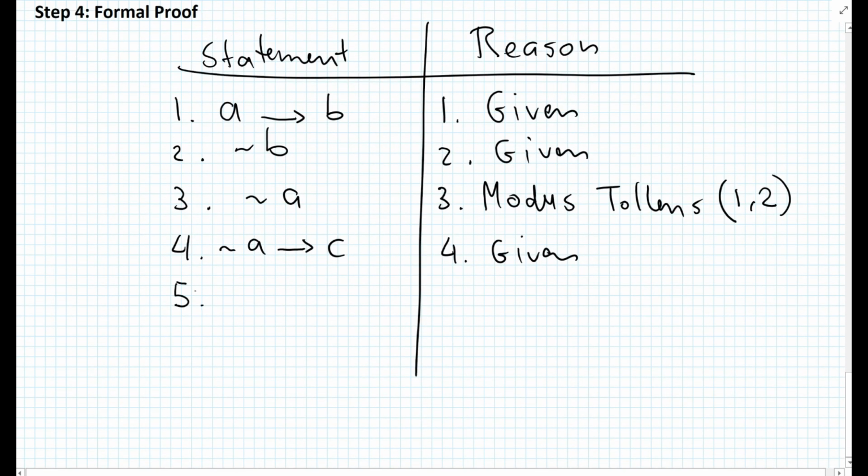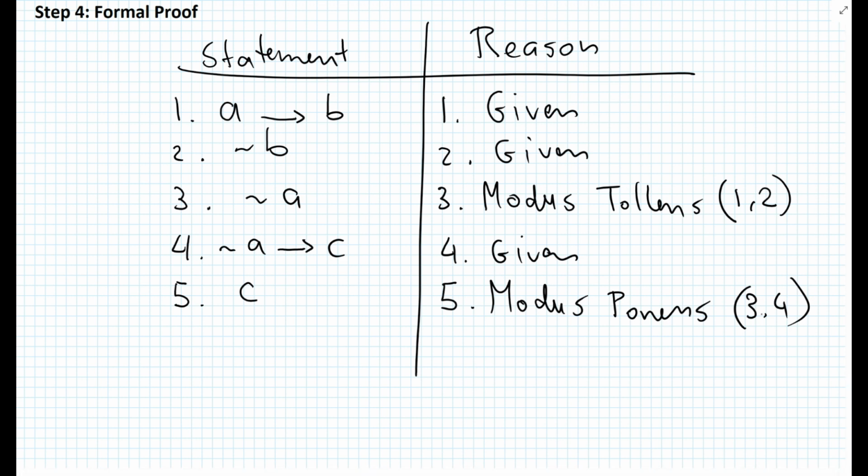So as step 5, if you combine step 3 and 4, if not A then C, it's not A, therefore C has to be true. So that is now modus ponens for steps 3 and 4, okay? Okay, and that's basically it. We're done with our formal proof, and we proved that candy is delicious, okay?